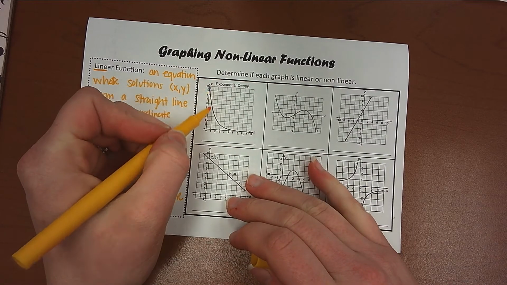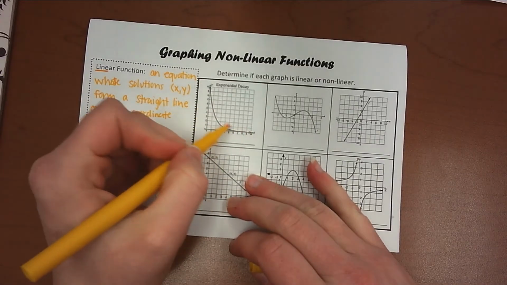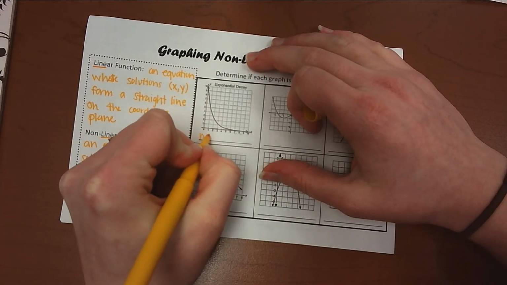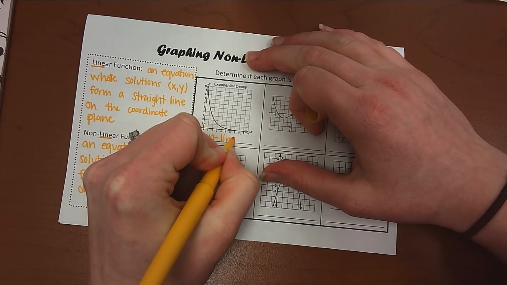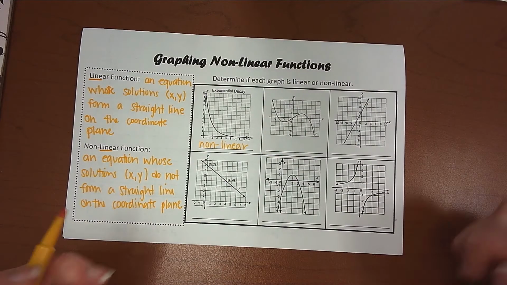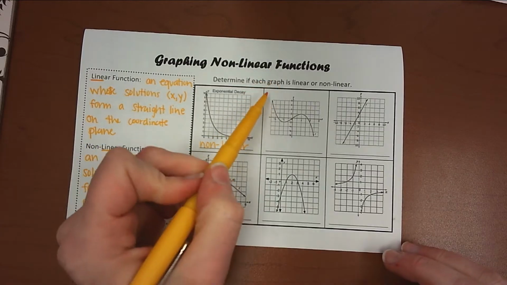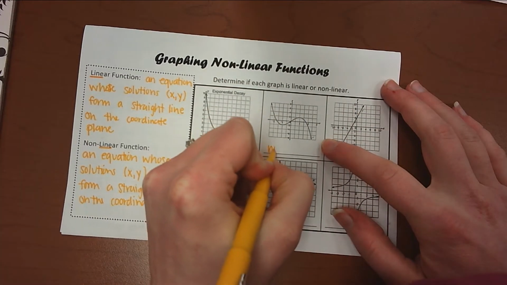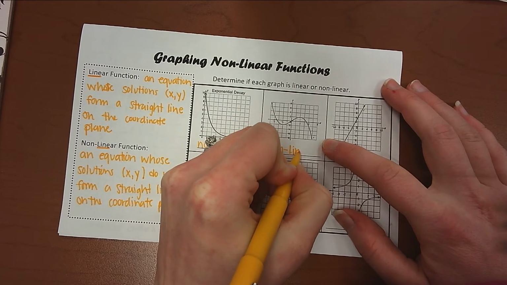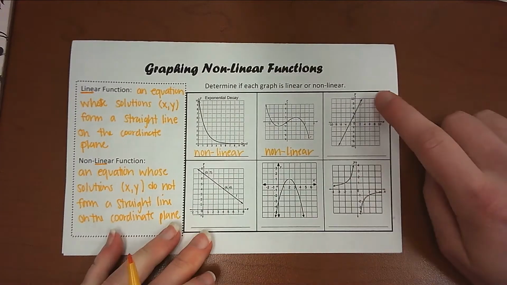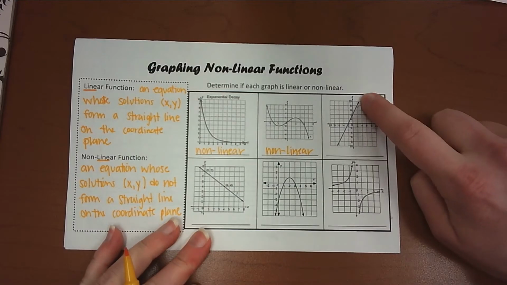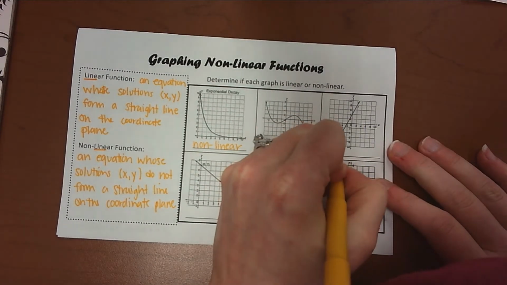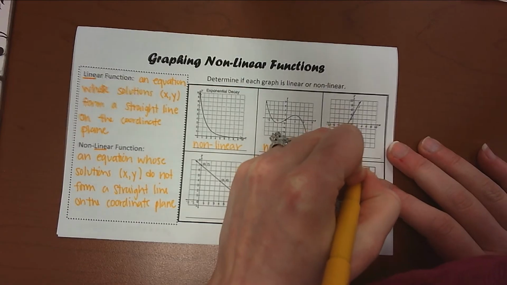Here we have an exponential function. This is not a straight line, it curves, and so this is a nonlinear function. Here we have one that curves up and down, so this one is also, because it's not a straight line, nonlinear. The next one we see arrows on a straight line. This line is very straight going all the way through the coordinate plane, so this one is what we call a linear function.